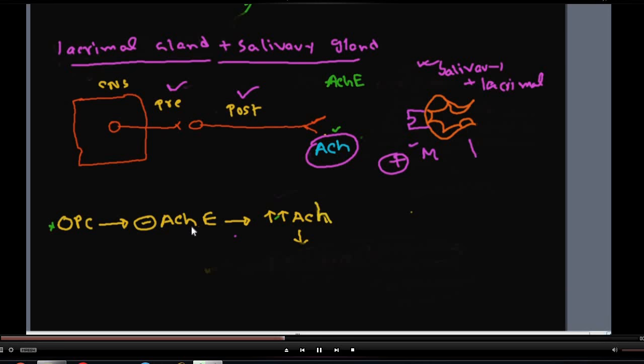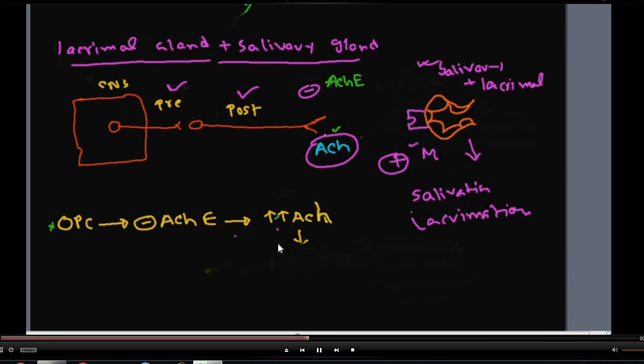But in the presence of OPC, acetylcholine in the lacrimal gland and salivary gland cannot be metabolized because acetylcholine esterase enzyme is inhibited. So acetylcholine in the lacrimal gland and salivary gland goes very high. So when acetylcholine goes very high in OPC poisoning, there is excessive salivation and there is excessive lacrimation.